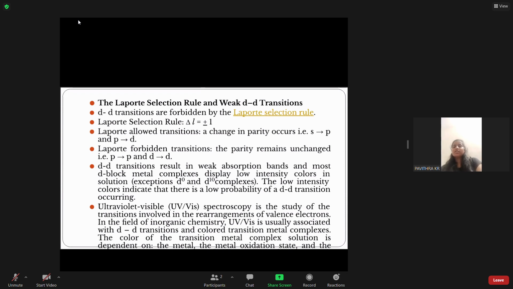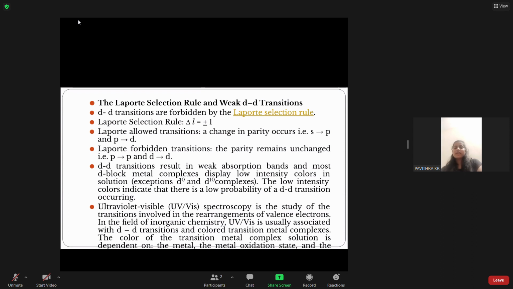d to d transitions result in weak absorption bands, and most d-block metal complexes display low intensity color in solutions, and d0 to d10 complexes. The low intensity color indicates that there is a low probability of d-d transition occurring. Ultraviolet-visible spectroscopy is the study of transitions involved in the rearrangement of valence electrons. In the field of inorganic chemistry, UV-visible is usually associated with d-d transitions and color in transition metal complexes.